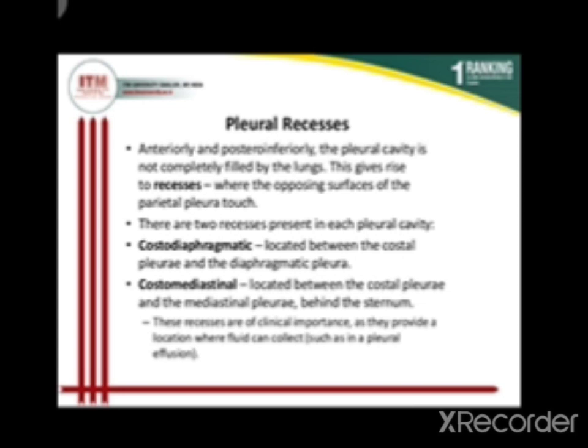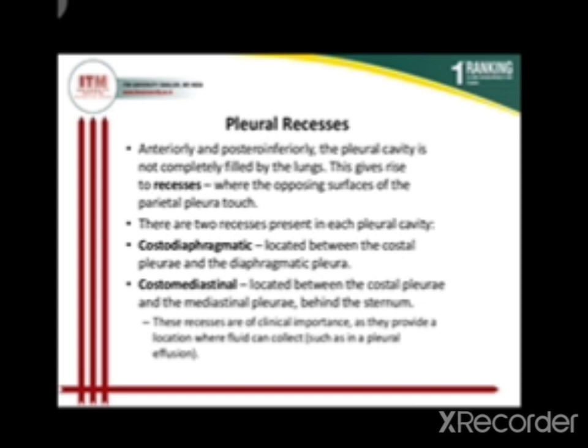These are the discontinuations of the pleura at various areas, costodiaphragmatic and costomediastinal. These recesses are of clinical importance as they provide a location where fluid can collect, such as in pleural effusion. Pleural effusion is a condition where fluid gets collected because of some infection or inflammation or any other cause like tuberculosis or empyema. Various conditions are there in which there is pleural effusion. So these are the spaces where the fluids get accumulated.